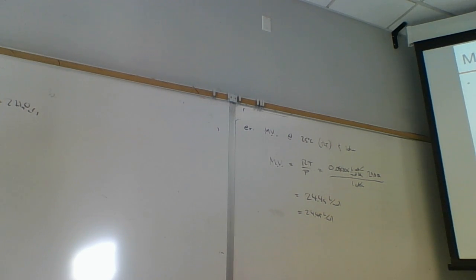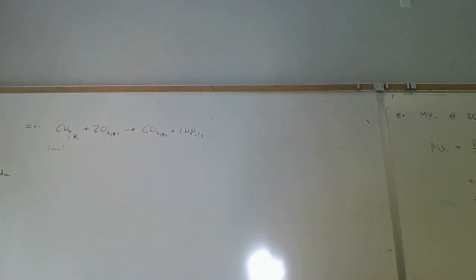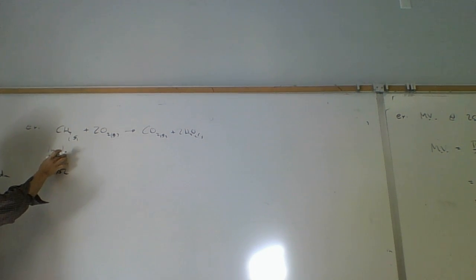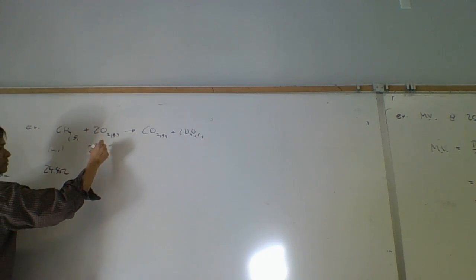1 mole of methane occupies what volume? How many liters? So if I had a mole of methane, it's going to be 24.45 liters. And so take 24.45 liters of methane. That's 1 mole. 1 mole of methane is going to require how many moles of oxygen? 2 moles. So I'll need 2 moles of oxygen.